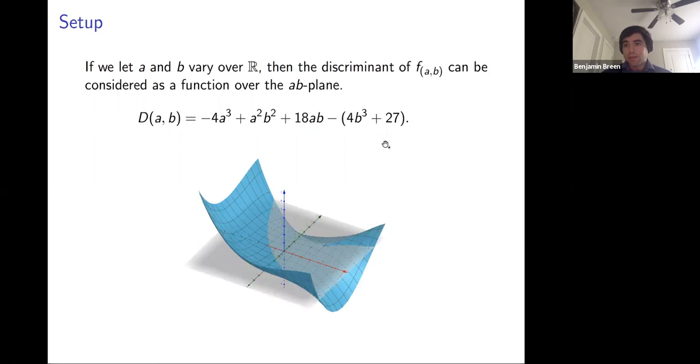To think about this, one of the first things that I think is going to be helpful as I go through this talk is that you can think about letting a and b vary over the real numbers, and look at the discriminant of that polynomial. You can consider the discriminant as a function over the ab plane. The discriminant is drawn right here: d of a, b equals this quantity given here.